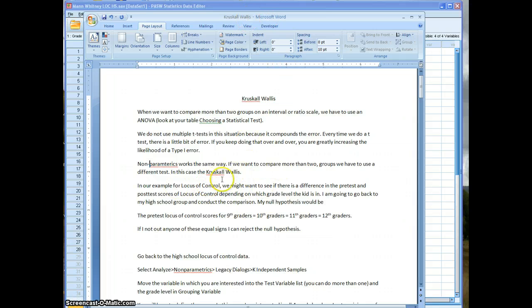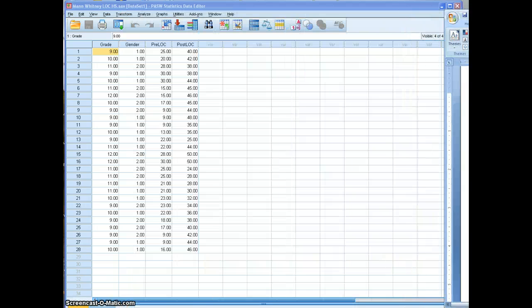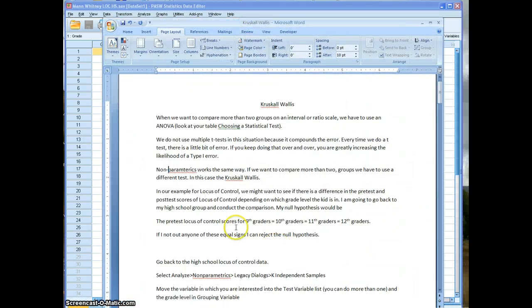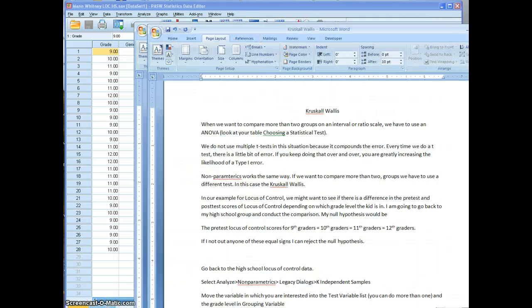And we're going to go back to our high school example about the locus of control. We want to see if there's a difference in the pre-test and post-test scores of locus of control depending on which grade level a kid is in. Then go back to the high school information, and we've got grades 9, 10, 11, and 12. We've got a pre-test score and a post-test score. So the null hypothesis would be that all those are equal, and we want to see if we can reject that.